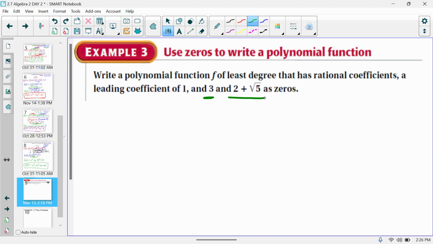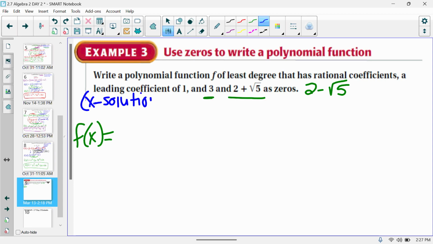So again, you have to know, because of that new theorem we learned today, it tells us 2 minus radical 5 is also going to have to be a solution. So when we go to write it in factored form to begin with, remember, guys, you're always going to write x minus the solution, because this one's going to get really tricky. So you're going to want to make sure that you're writing out notes for this one. So x minus 3 we would write.